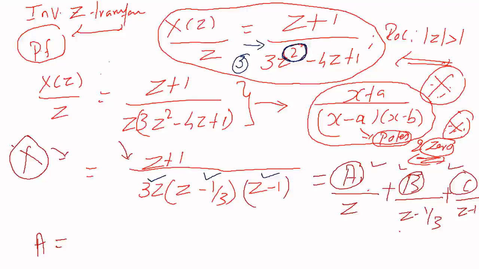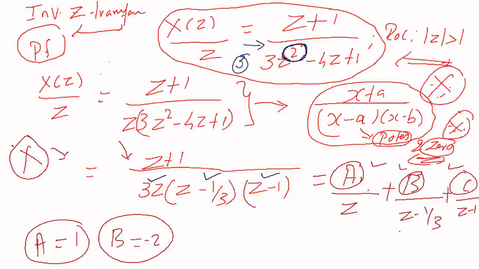After doing some steps, I am getting a as 1, b as minus 2, c as 1. This I leave to you. So therefore x of z, that particular first equation, right?